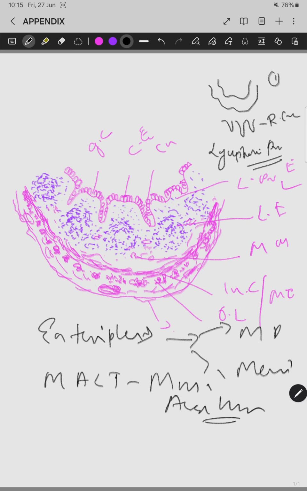In association with this, the epithelium which is lining above it, or superficially, in the luminal part of it, we can see that there will be a specialized cell called M cell.